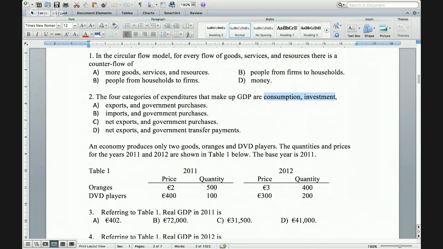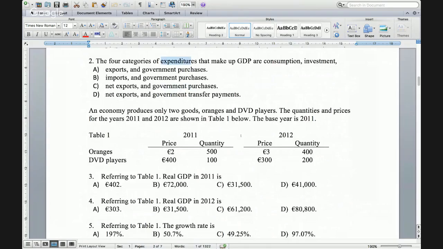So the option that we need to have here is option C. A and B are almost there, but they're not complete. We have net exports in here as well, but it's not just government transfer payments. It's your purchases or your spending that the government needs to contribute to help with GDP. Because at the end, we have here the category of expenditures.